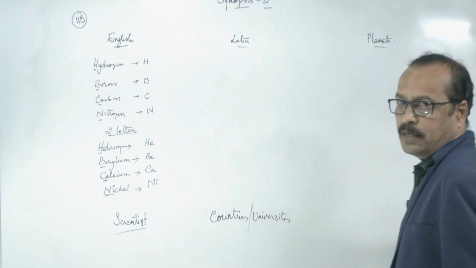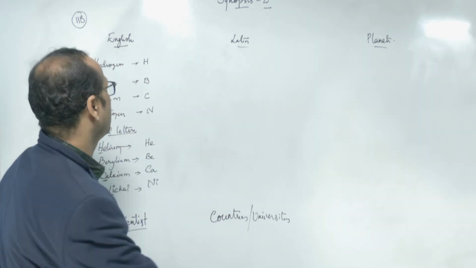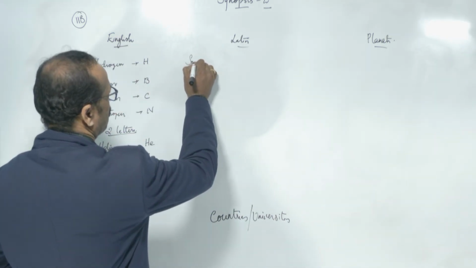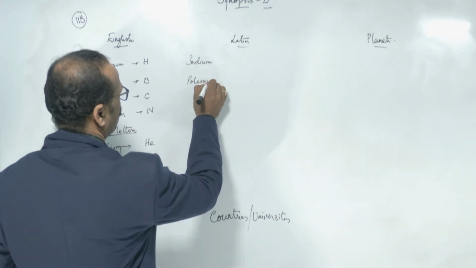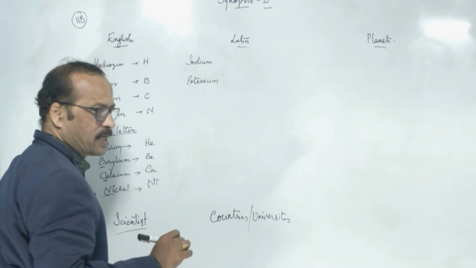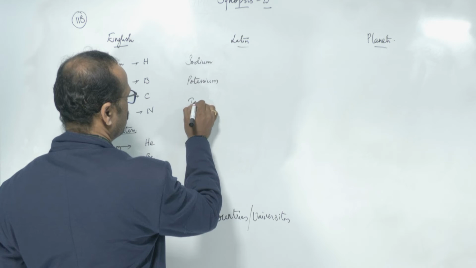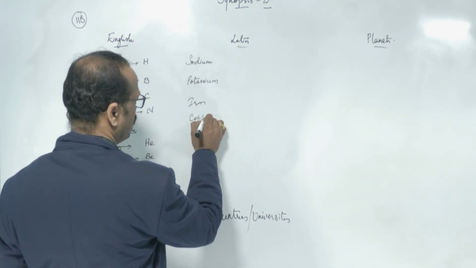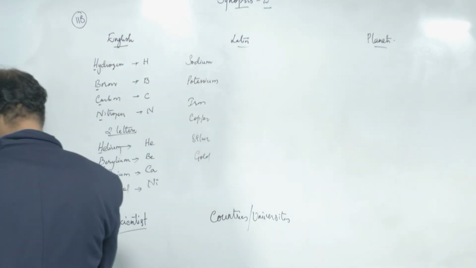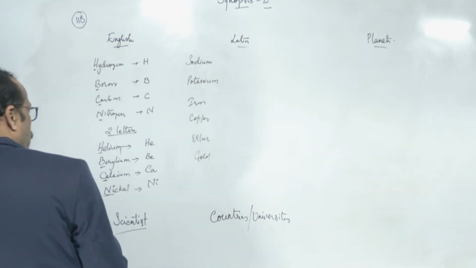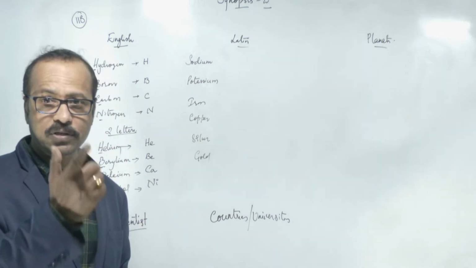Now come to the Latin names. When you come to the Latin names, again so many elements are there. For example, sodium, potassium, and more: gold, silver, iron, copper. Like this, so many are there. These are all examples where symbols are given based on their Latin names.